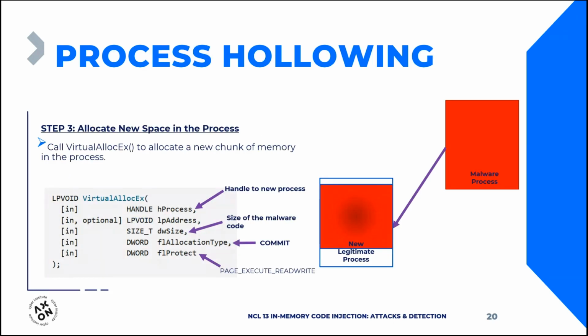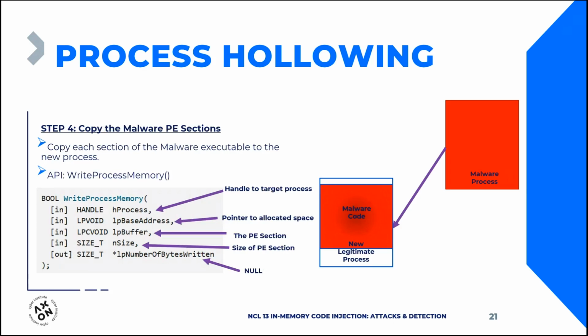Now I call VirtualAlloc, and I reserve a large chunk of memory in that process. Most of it is empty by now, so I can create a very large chunk. I give it the process handle that I already have, the size of my malware code, and the permission execute read write. Once I allocate a new space in place of the emptied one, I call WriteProcessMemory, our typical function, to write our own malware code.